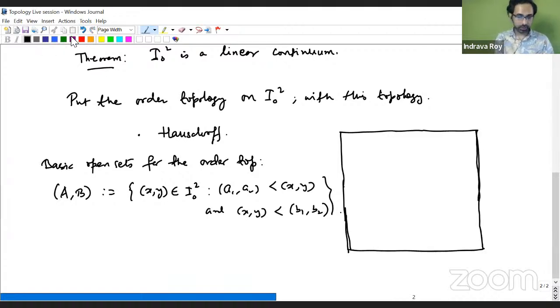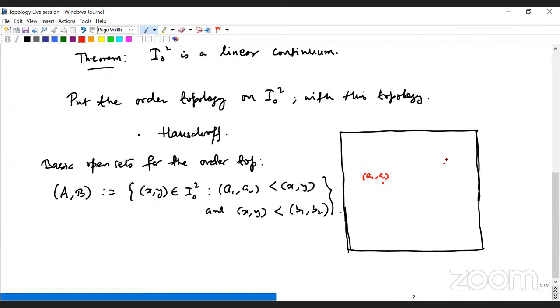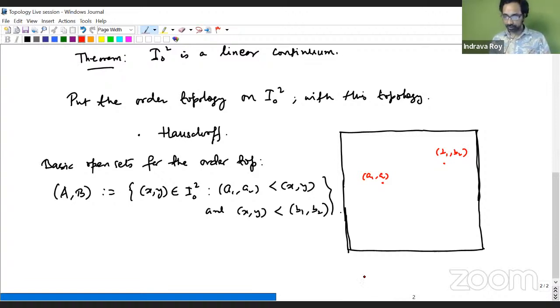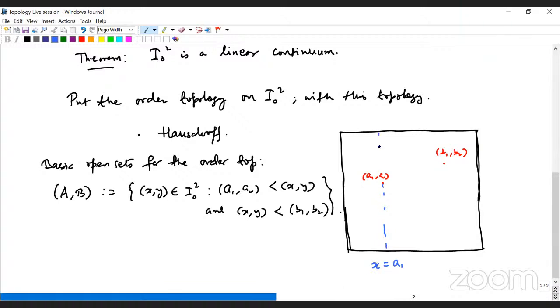Okay, so now you have 2 points, right? This is A1, A2, and suppose you have another point B1, B2, right? So first of all, let's see if you have another point, say here in the same vertical line segment. So this is x. This is the vertical line, x equal to A1.